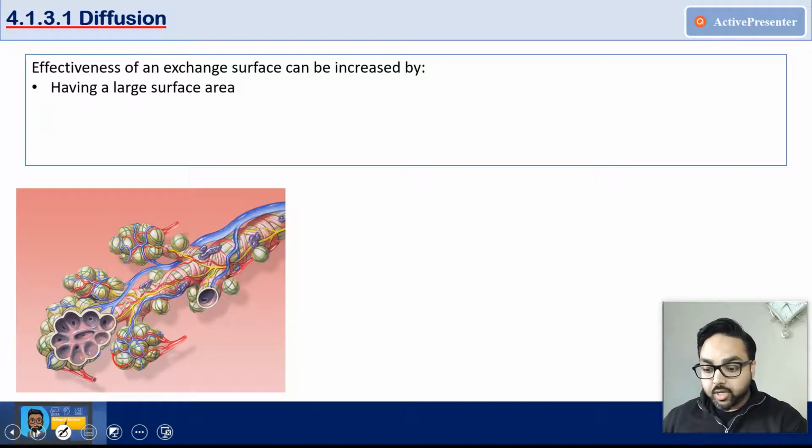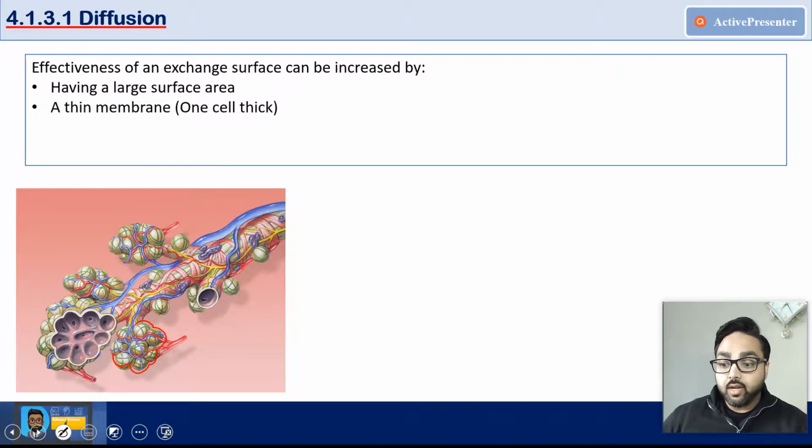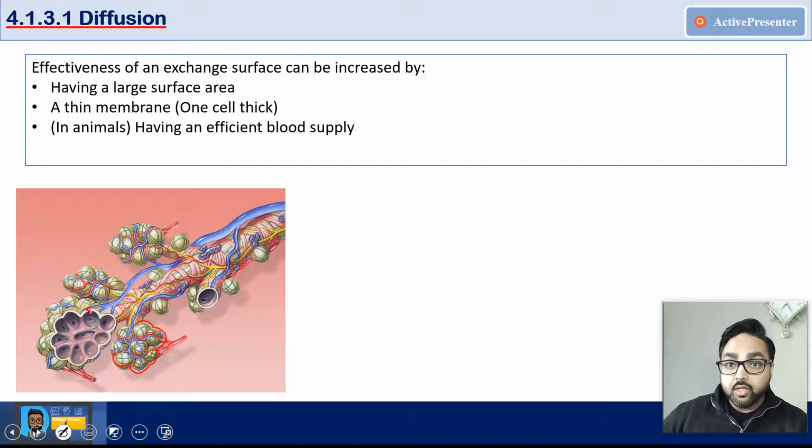So again, the structure of the alveoli increases the surface area. Having a very thin membrane, so membranes being one cell thick, so it's got to get through one cell of the alveoli and one cell of the blood, or across the cell membrane into the blood capillaries. Having an efficient blood supply, so remember, if you go back to the last video, having a constantly moving blood supply, or having a large blood supply, will mean that you maintain a concentration gradient. And being ventilated, so continuously exchanging gases with the environment, will allow an exchange surface to be effective.